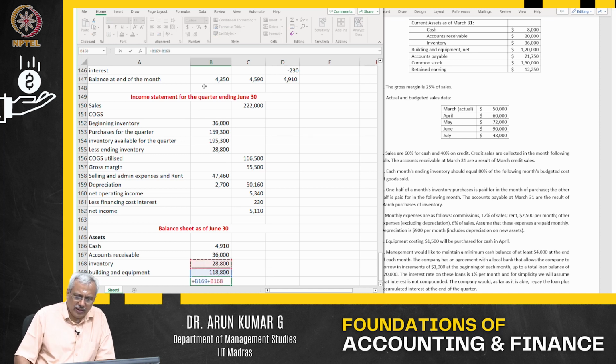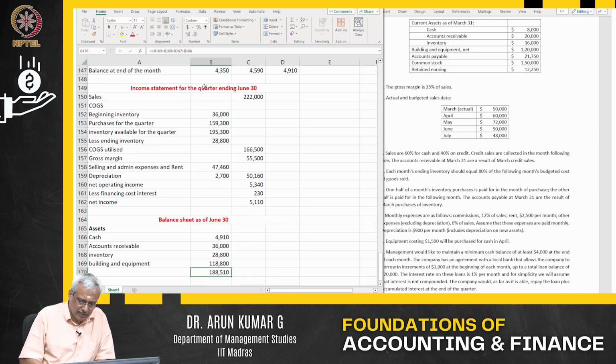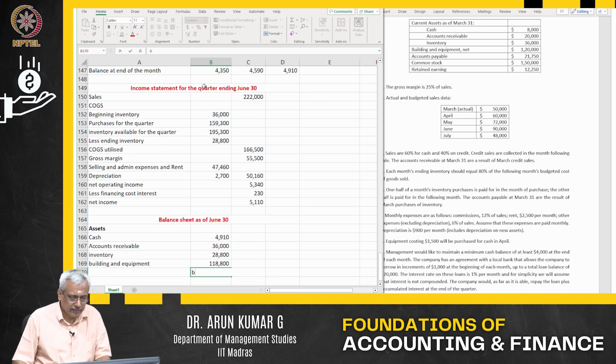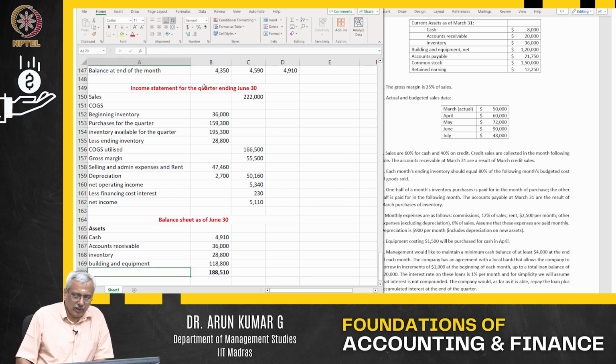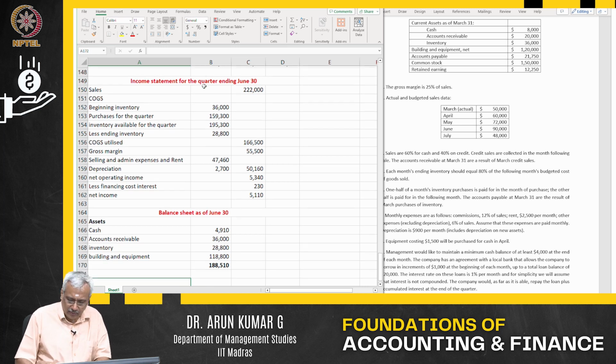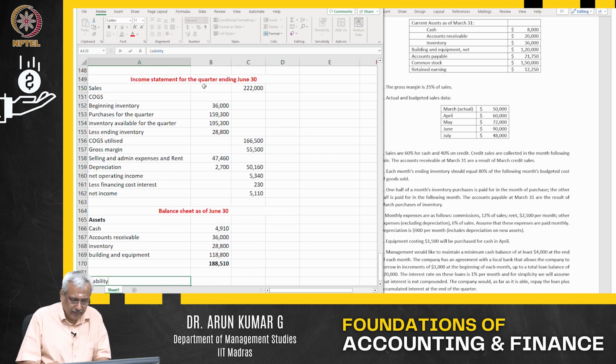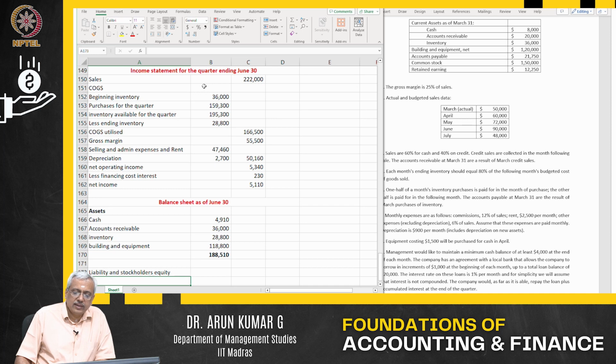So what is your total of your assets? Total of my assets is, this is the total of my assets out there. My total of my assets is going to be 1,88,510. Let us look at liability and stockholders equity out there. Let me go from this. Accounts payable.